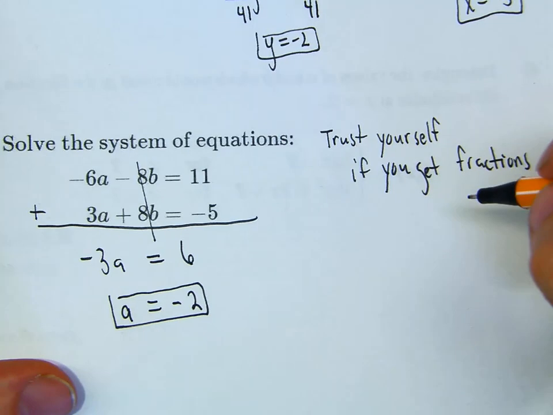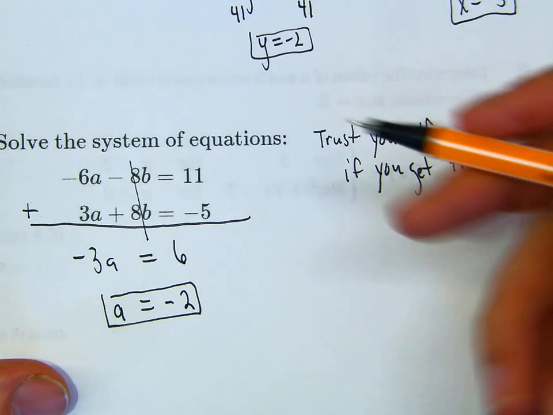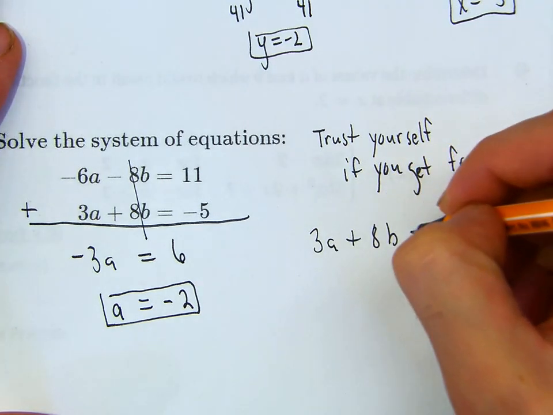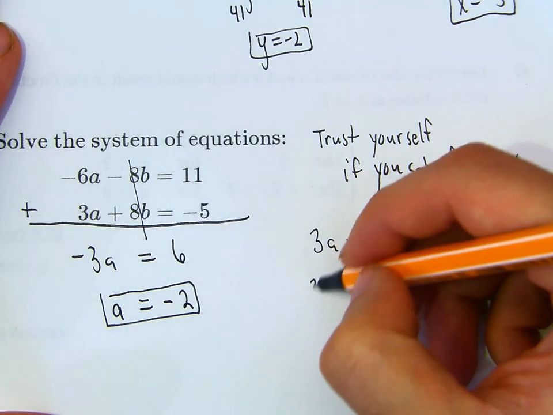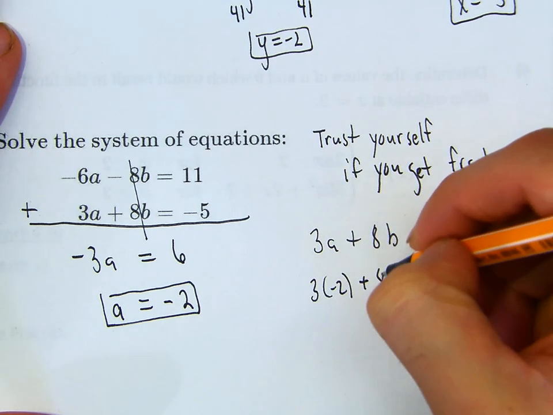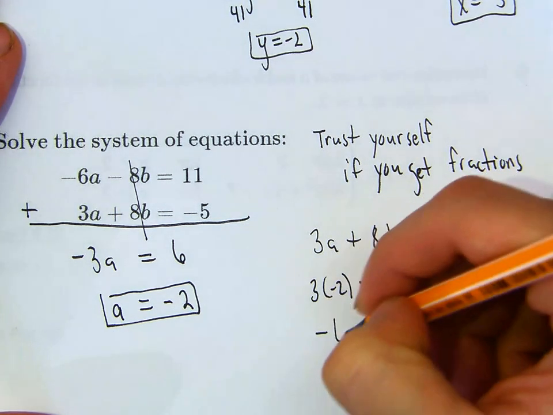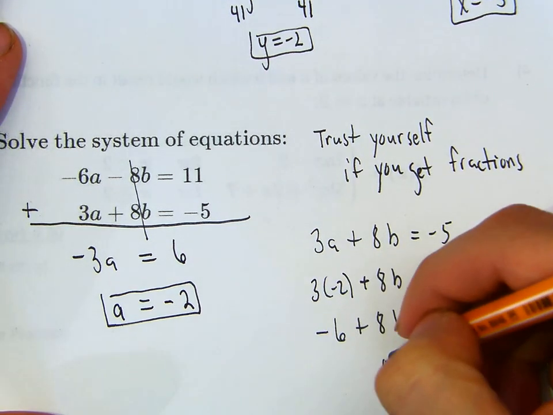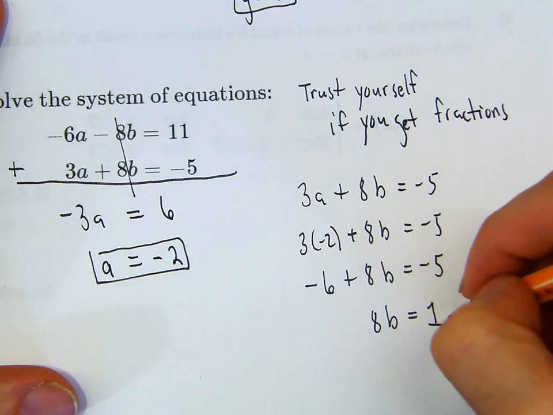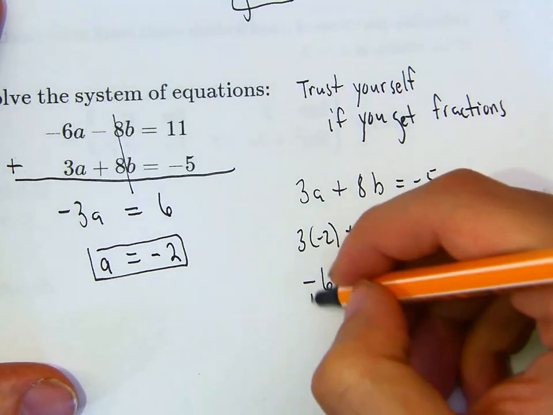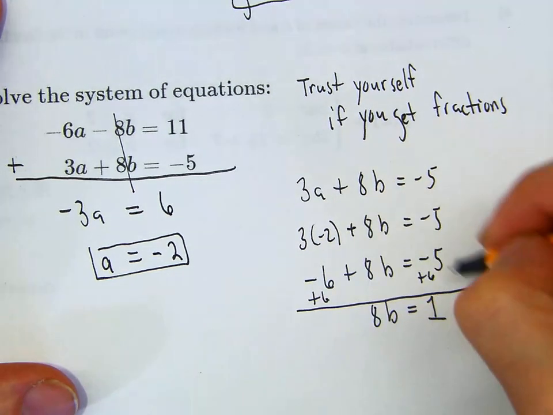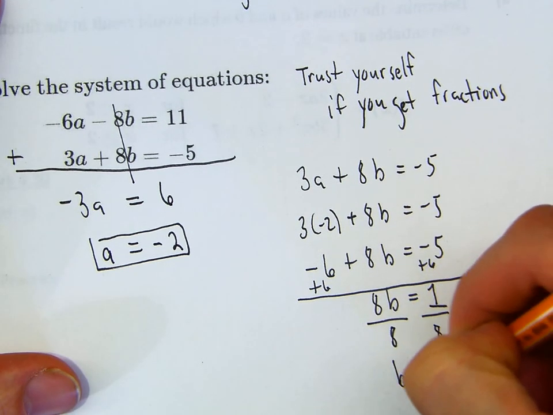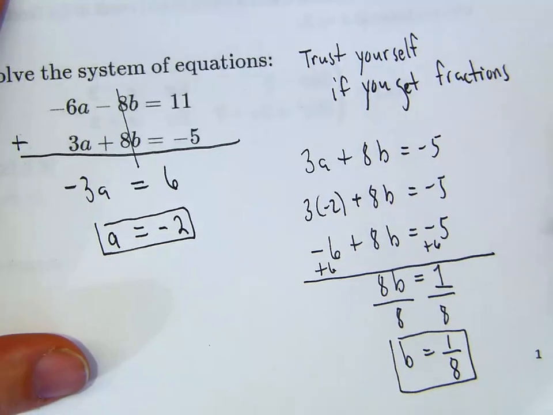Now that we have a is negative 2, we could plug into any equation. Let's put it into the bottom equation. So if you have 3a plus 8b equals negative 5, a is negative 2, so 3 times negative 2 plus 8b equals negative 5. Negative 6 plus 8b equals negative 5. Add 6 to both sides, so 8b equals 1, because negative 5 plus 6 is 1. Divide both sides by 8, and you get b is equal to 1 over 8. Okay, so it's okay to get a fraction.